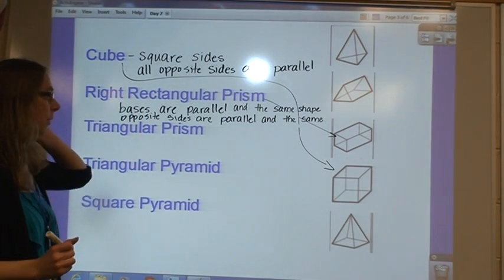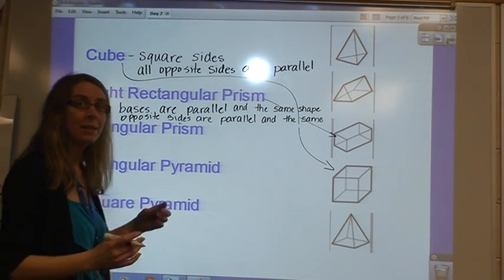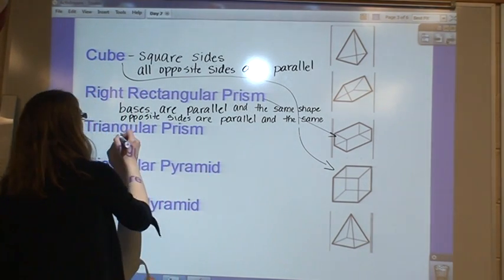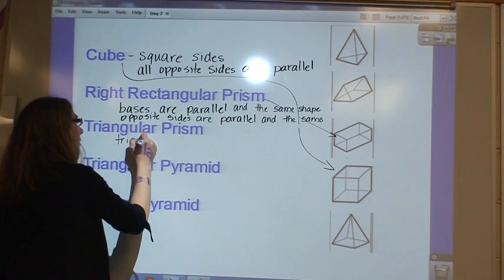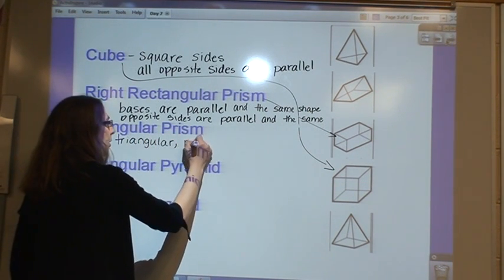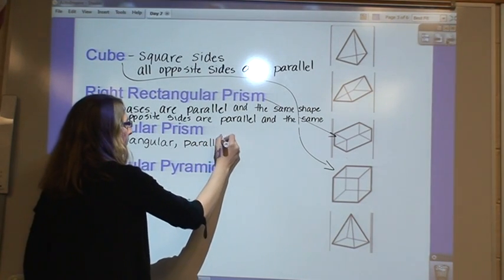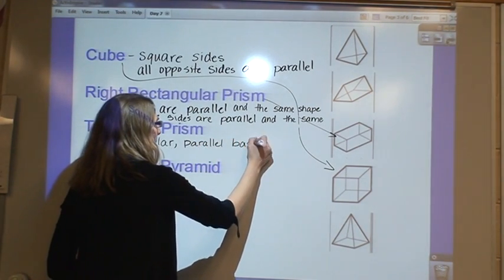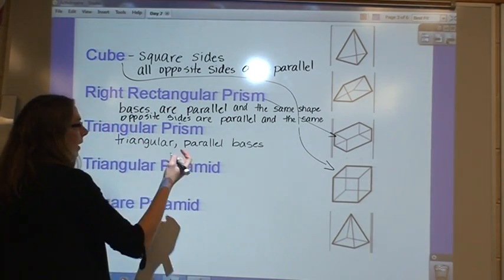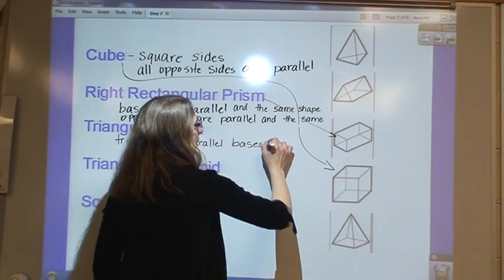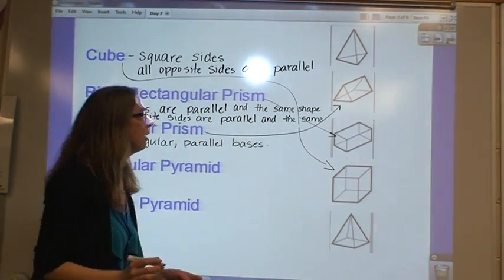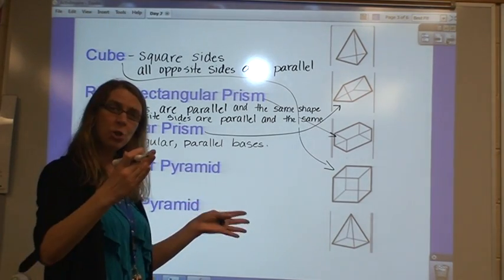A triangular prism is a lot like a rectangular prism, except that the bases are triangles. So they have triangular bases, and I'm going to put triangular parallel bases. And then they won't have opposite sides because there's only going to be three sides. So a triangular prism is this one right here. You notice that it makes like a tube or like a tunnel.